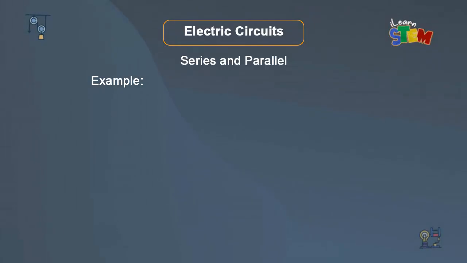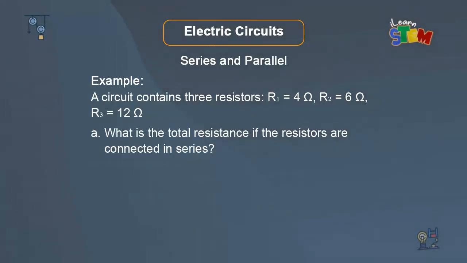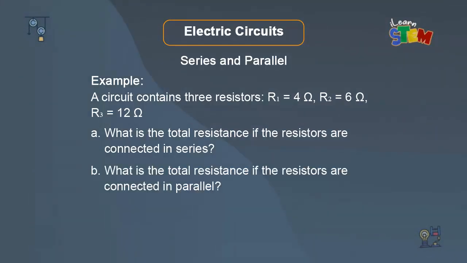Let's solve an example. A circuit contains 3 resistors. R1 is equal to 4 ohms. R2 is equal to 6 ohms. R3 is equal to 12 ohms. A. What is the total resistance if the resistors are connected in series? B. What is the total resistance if the resistors are connected in parallel?